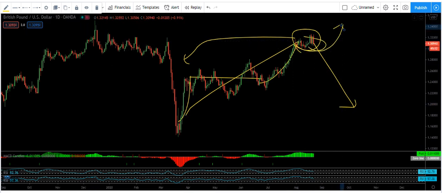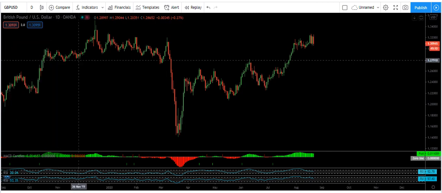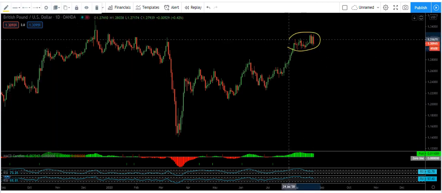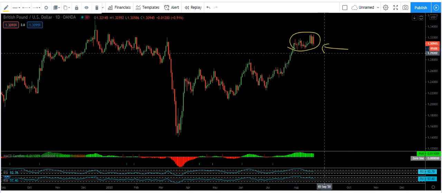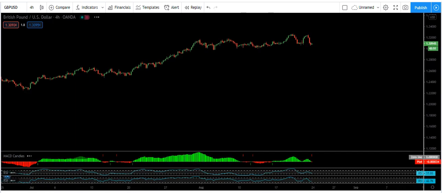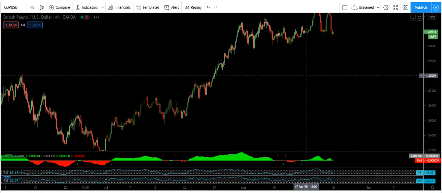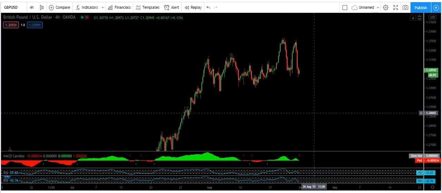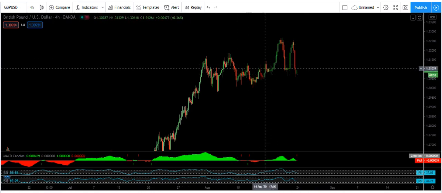Anyway, we are not sure which one can happen. The only thing we want to know is how this correction can develop and how we can trade within this correction. Then from there we can see which one we can get. In this case, I will move to the 4-hour chart. Even in my last video we mentioned the different possibilities we had here.